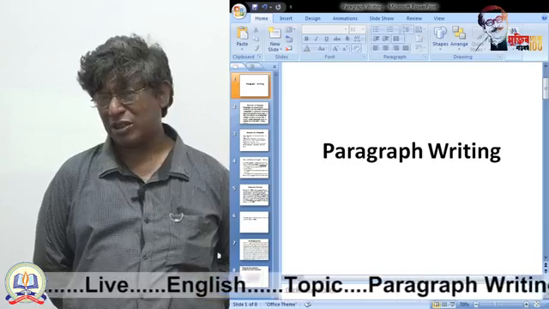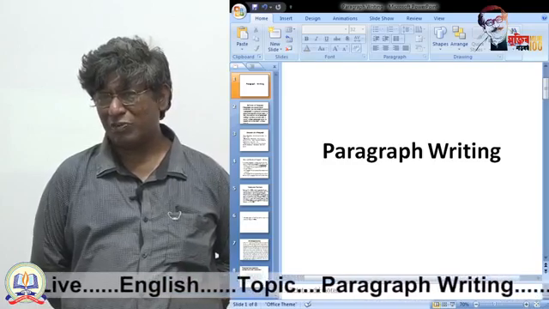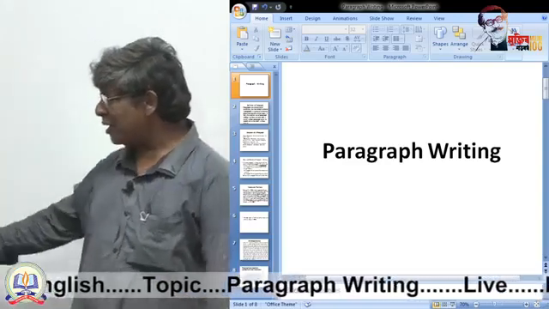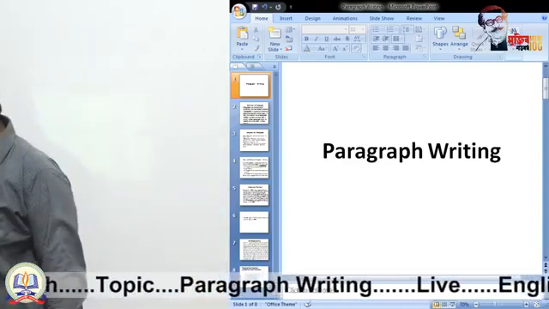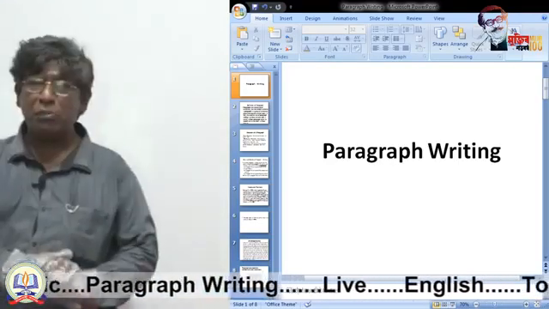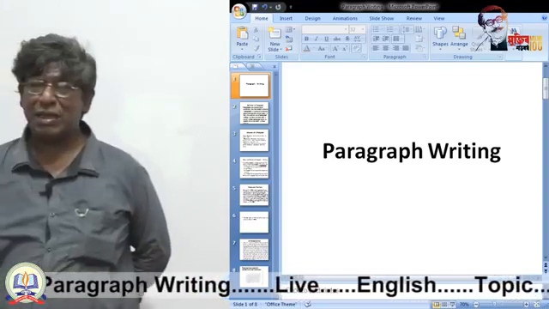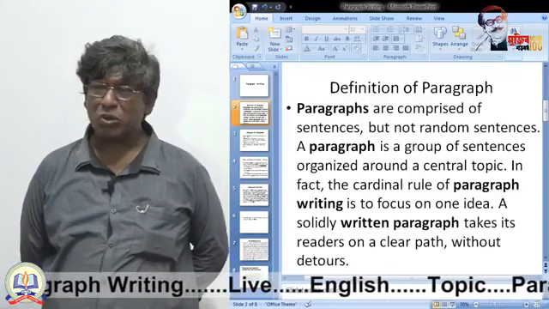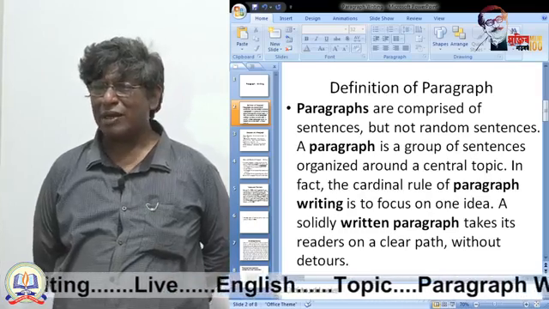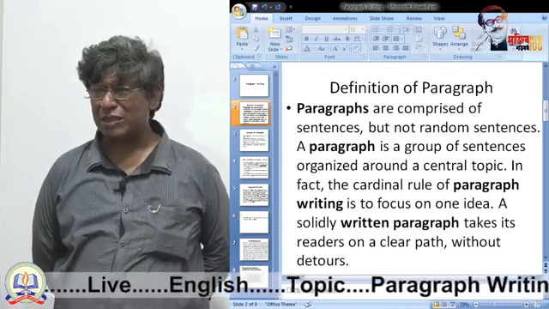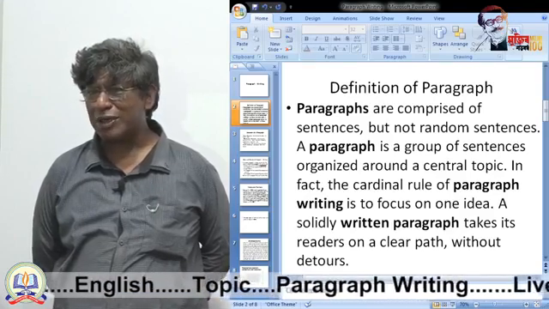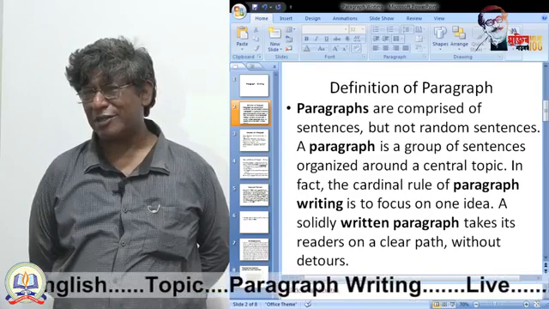Let us see first what the definition of paragraph says. The definition of paragraph itself determines that a paragraph means the combination of sentences, but not random sentences. Rather, we can tell that paragraphs are comprised of sentences but not random sentences. A paragraph is a group of sentences organized around a central topic.